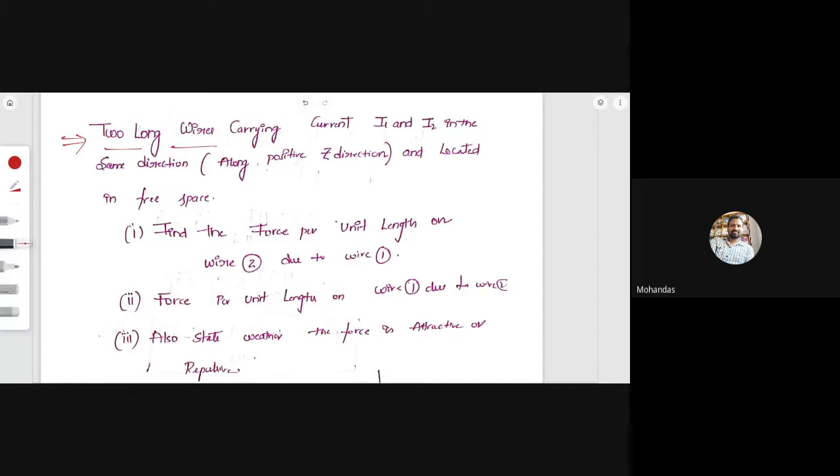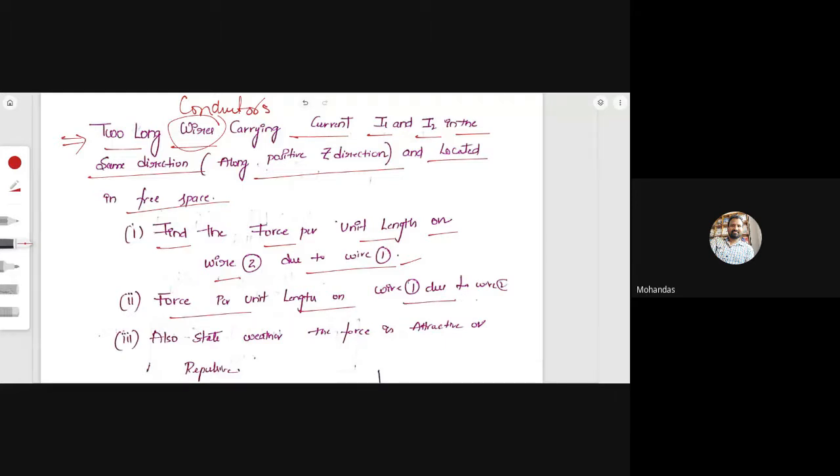Two long wires are conductors carrying current I1 and I2 in the same direction along positive z direction and located in free space. Now find the force per unit length on wire 2 due to wire 1, and the force per unit length on wire 1 due to wire 2. Also state whether the force is attractive or repulsive.